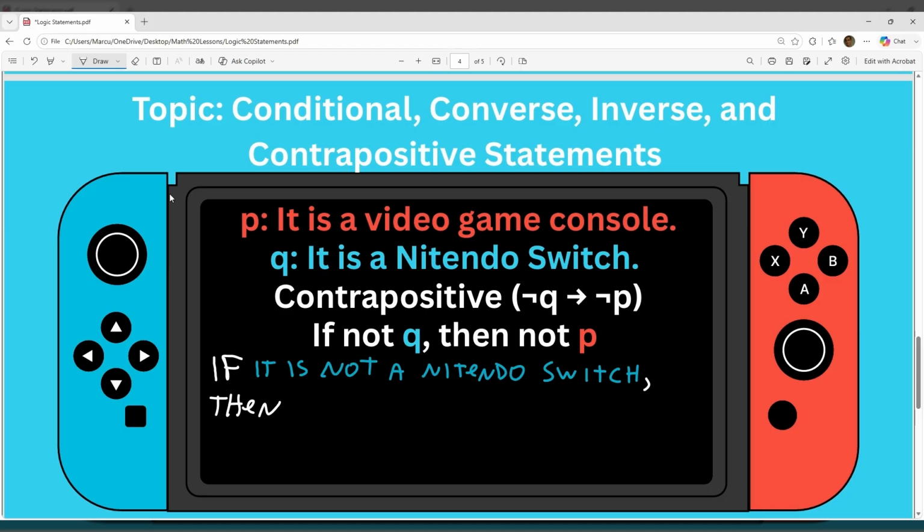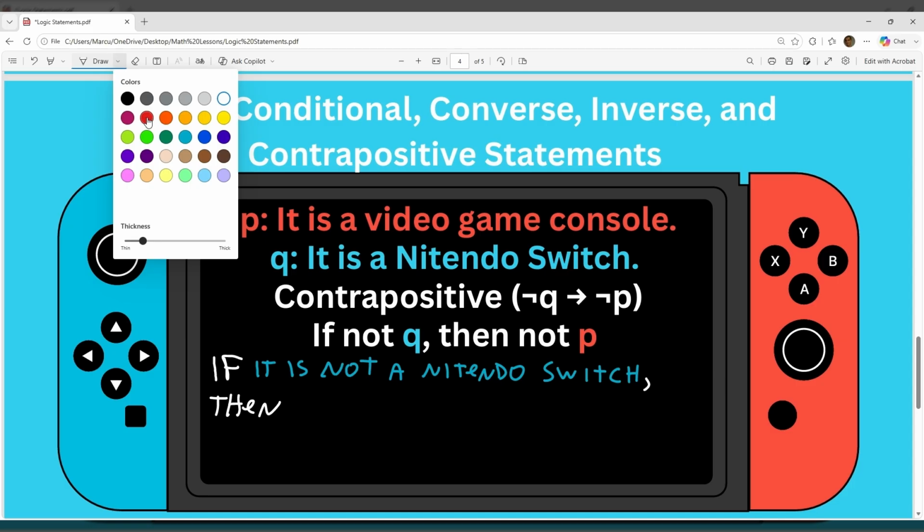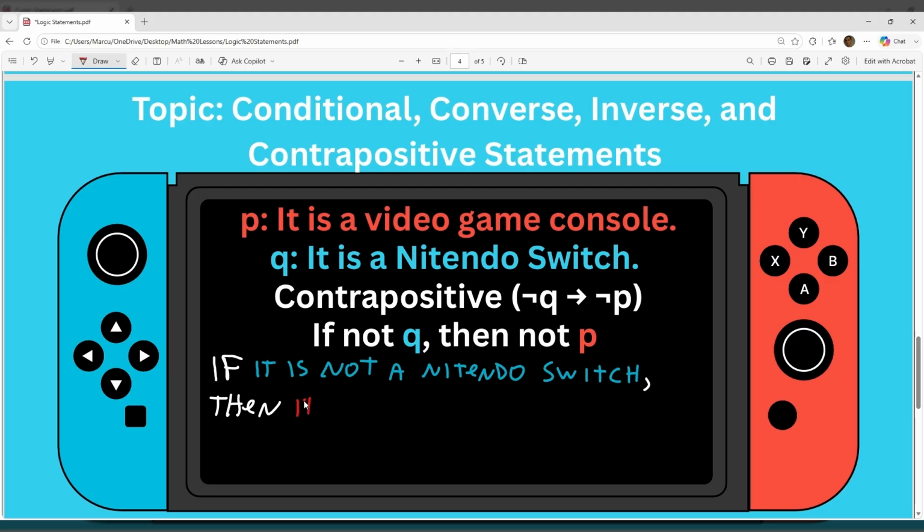then, switching colors again. I like to do this color coded so that way you don't get confused afterwards. I'm doing red, right? Which is B. Then it is not. Notice I'm doing a lot of emphasis on the word not, right? It is not a video game console.